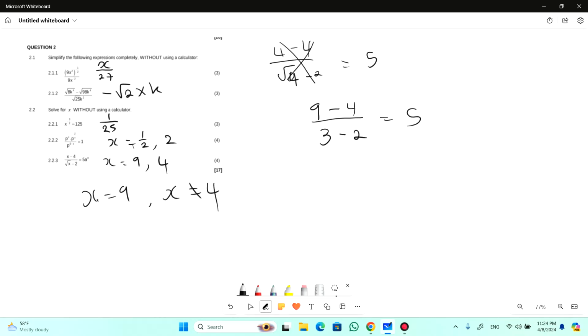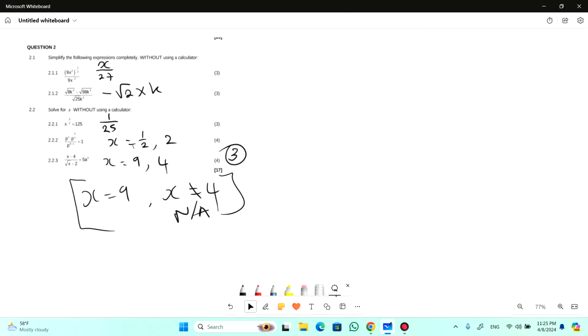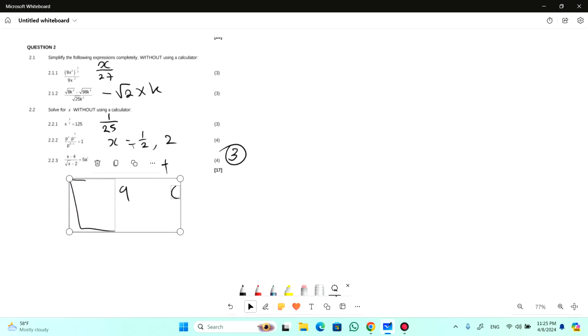So make sure that we test these two things here, because you are going to get only 3 marks here if you did not do this right here, where you say x is not equal to 4. So make sure you double check your values, or you put them in your original equation or expression. And that's about it for this video.